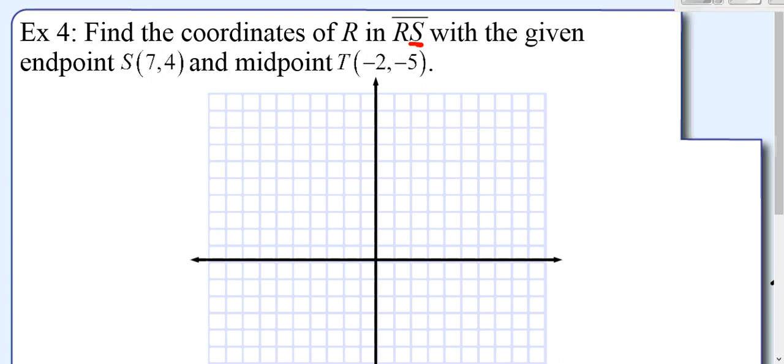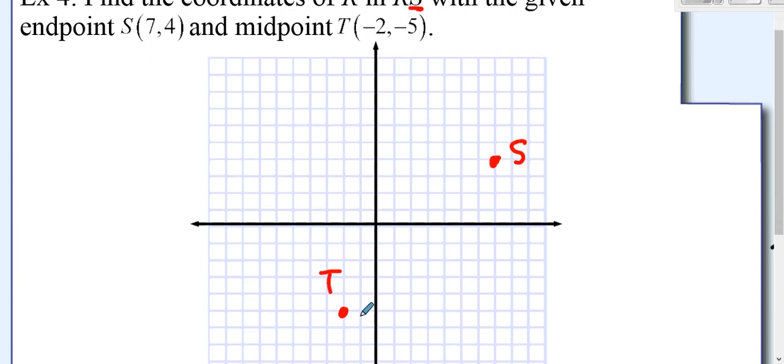So if you can get the mental picture of this, or a physical picture by actually drawing it, it'll make a lot more sense. So here's S at 7, 4. There's S. And the midpoint T is at -2, -5. That's T.